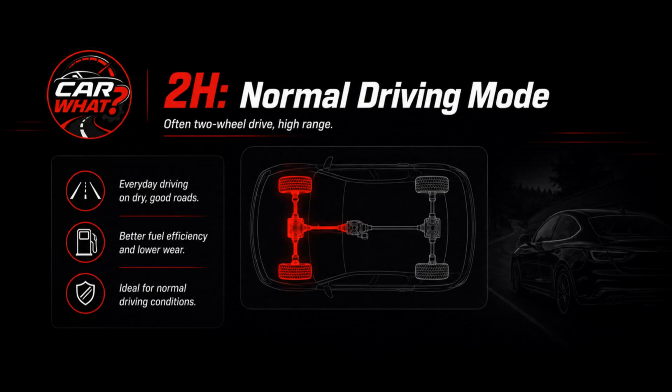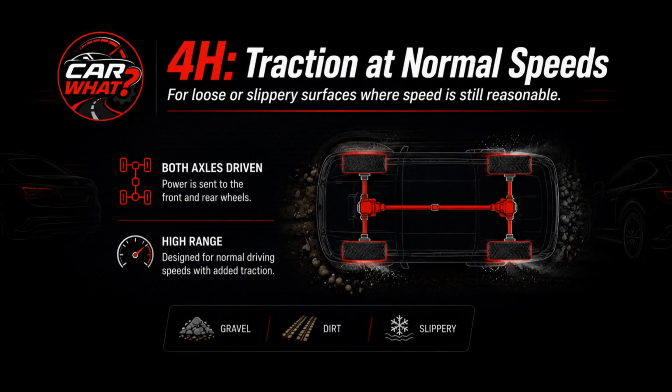In simple terms, the vehicle starts driving both axles in high range. That means you get extra traction help, but the gearing still allows more normal driving speeds. 4H is useful when the surface is loose or slippery: gravel, mud, sand roads, wet farm tracks, snowy roads, or uneven surfaces where two driven wheels may struggle.